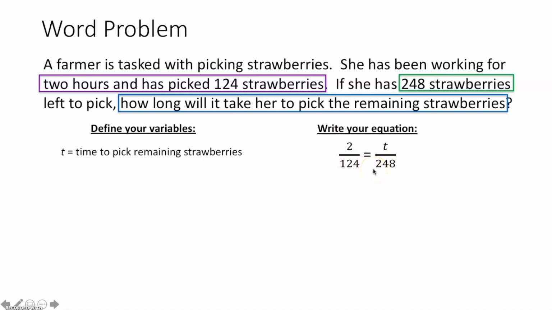We're just going to solve it like we normally would any other equation. We simplify, move, solve. So step 1, simplify. Can we simplify this side? Yeah, we can actually divide each of these by 2 to simplify, and we end up getting 1 over 62. Now we're going to move. We're going to move the variables to the left, so we're just going to switch this equation.